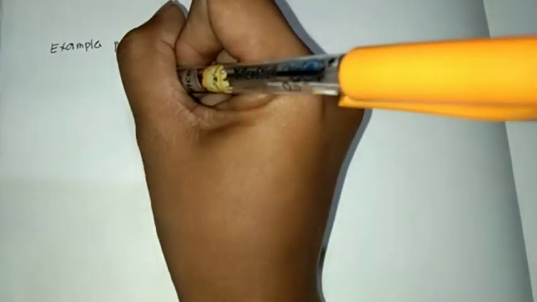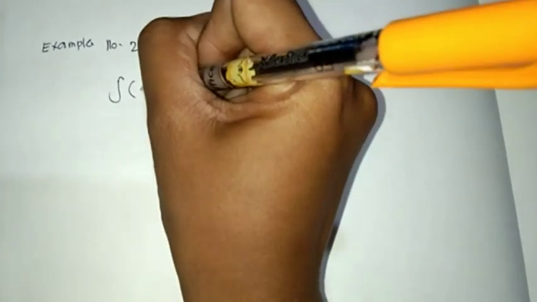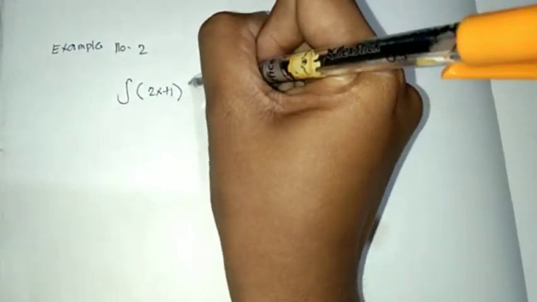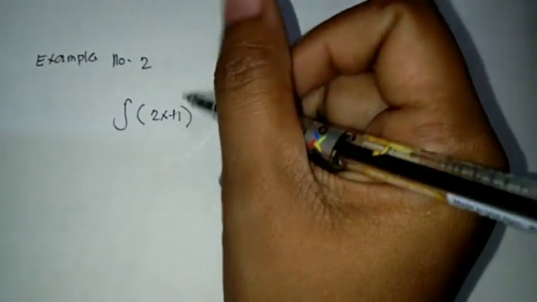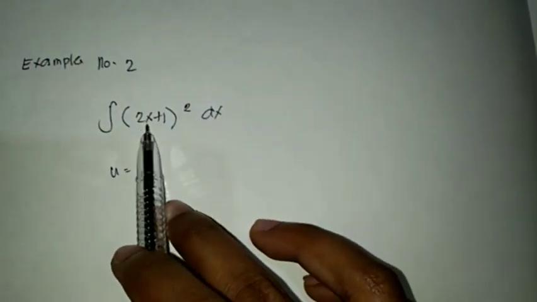Okay, so for better understanding, let's have an example number 2. Example number 2. So, we will have a given of integral of 2x plus 1 squared dx. So, our first step is to find the value of our u. And in this given, the value of our u is 2x plus 1.